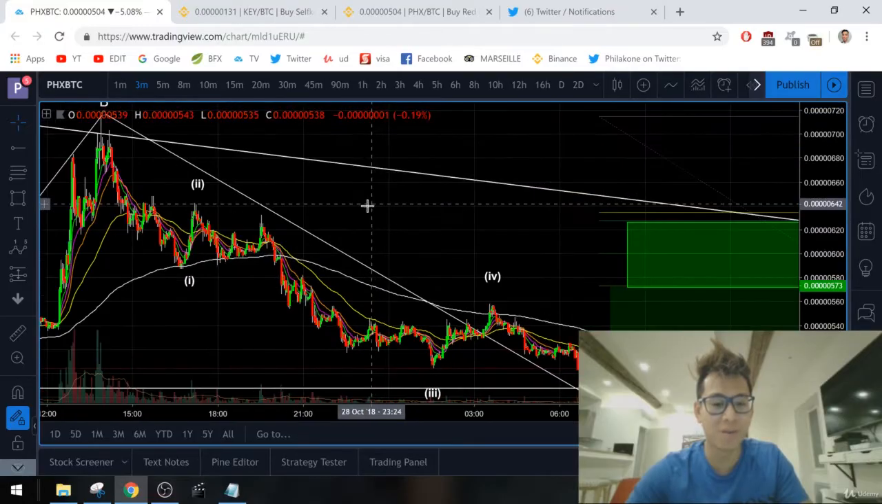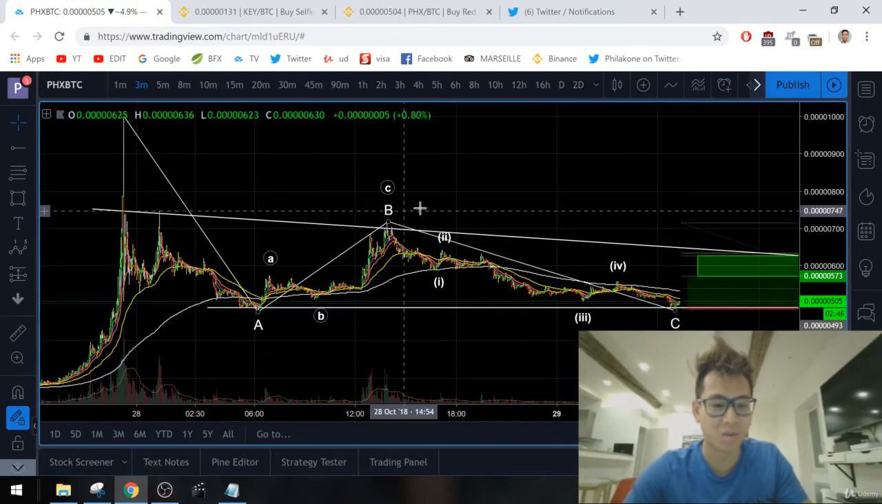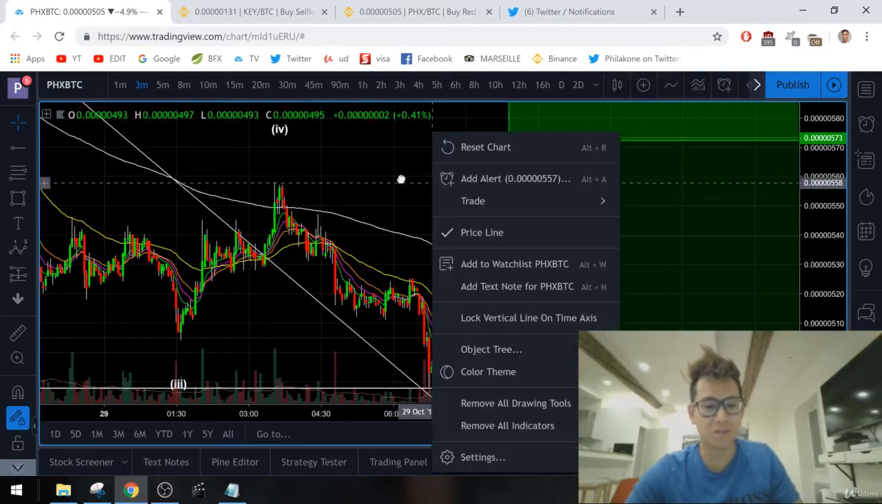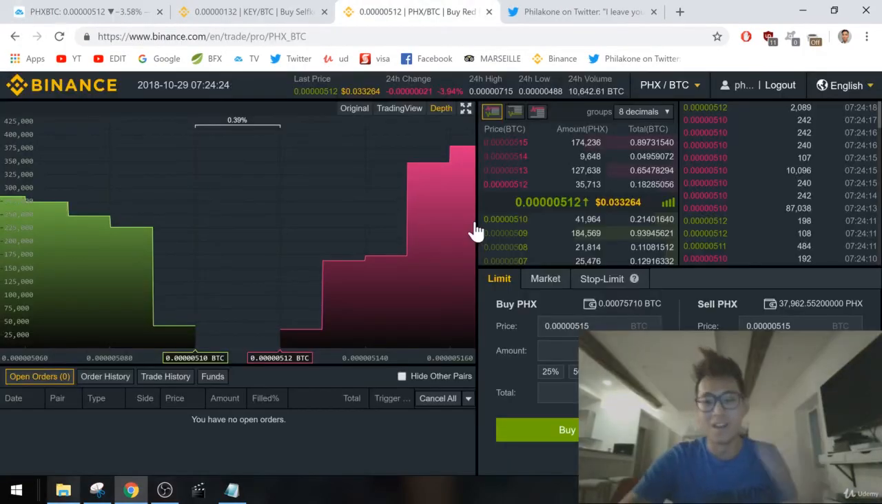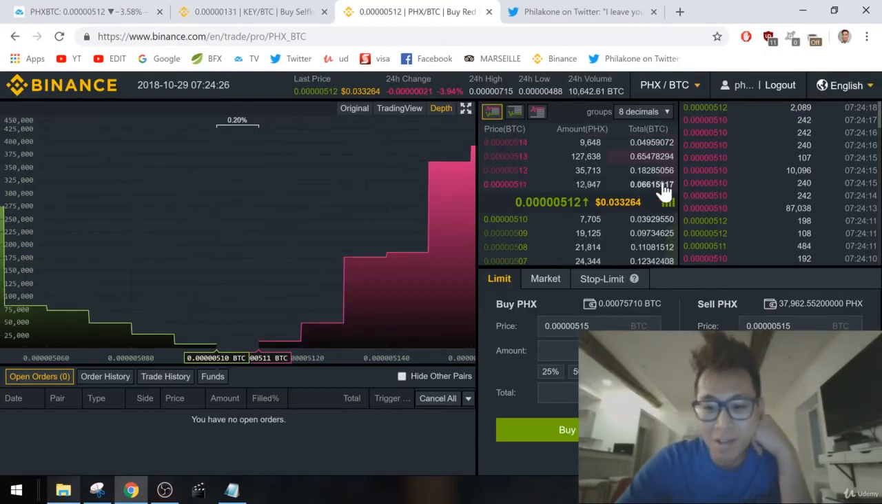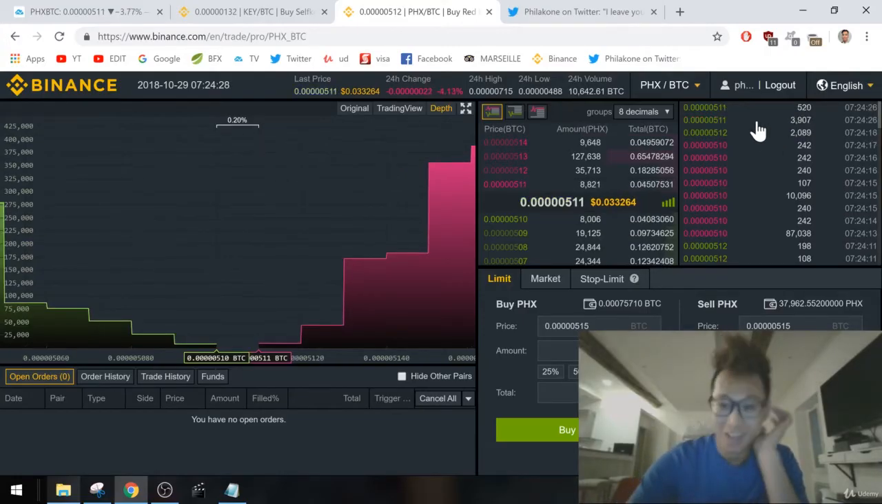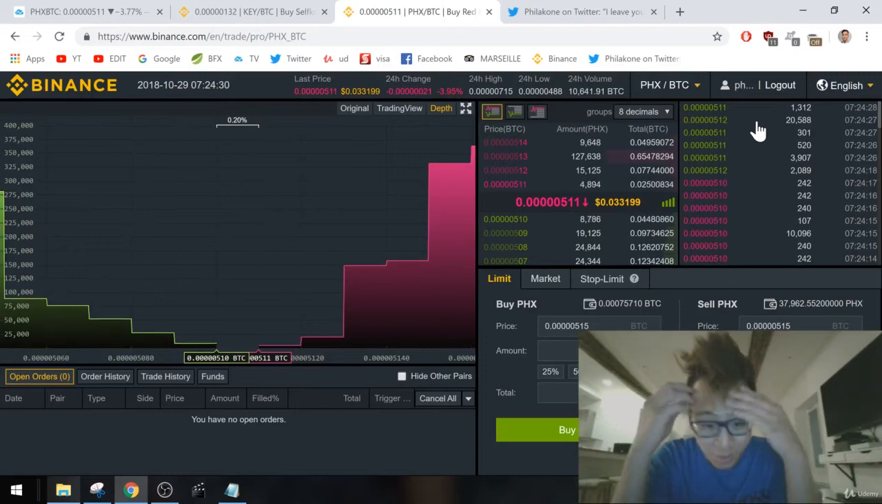We count 5 waves everywhere, and I've gone through such a detailed count as well that it's definitely going to go up, in my personal opinion. Yeah, guys, look at this right here, okay? It's spiking up to 512 now. And that's how you read level 2, to be quite honest.